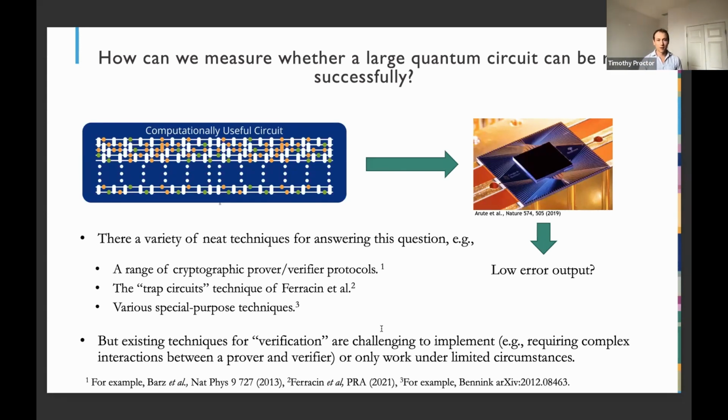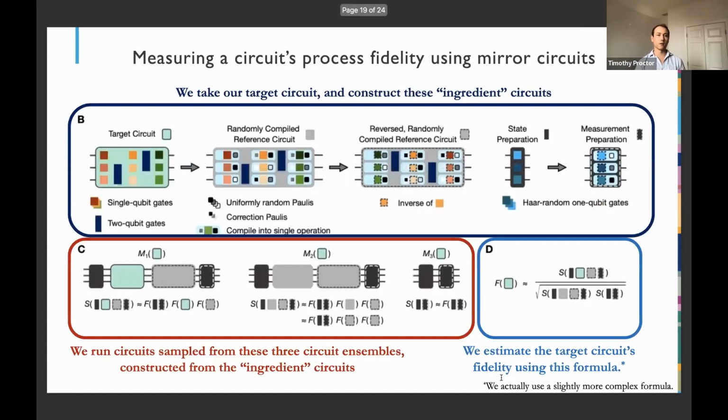There's a variety of neat techniques that already exist for answering this question. There are things like cryptographic prove or verify protocols. There are the trap circuit techniques of Verisin et al. And there are very special purpose techniques, such as this method from Ryan Bemick that allows you to verify anti-concentrated states. But all the existing techniques have some challenges. They're either really difficult to implement because they require complicated interactions between a prover and a verifier, or they only work under limited circumstances, such as anti-concentrated states. So we want something that works for general circuits and doesn't really have any overhead to implement.